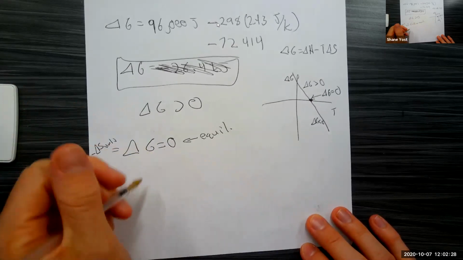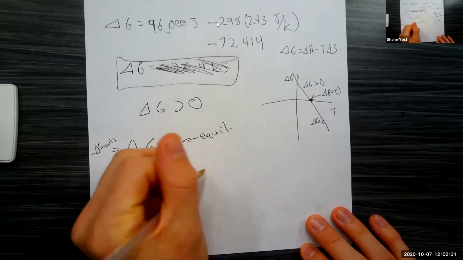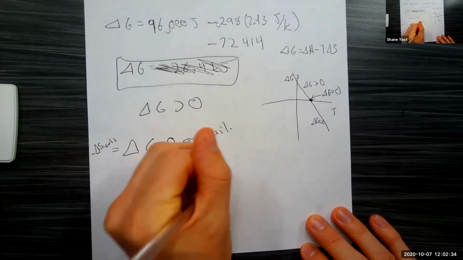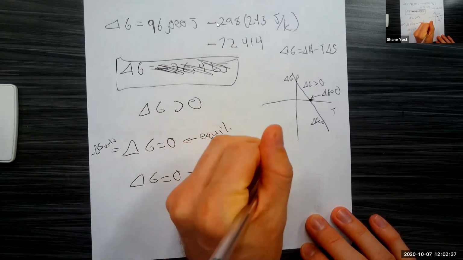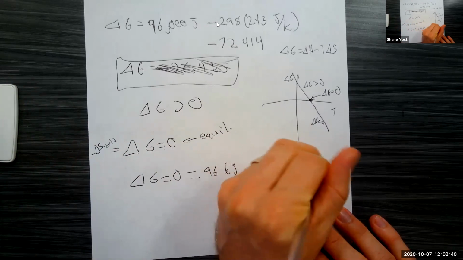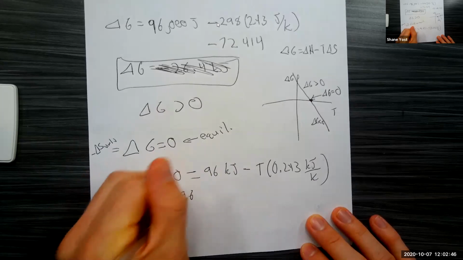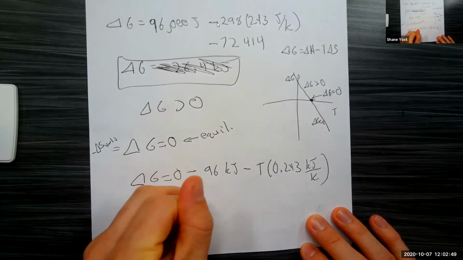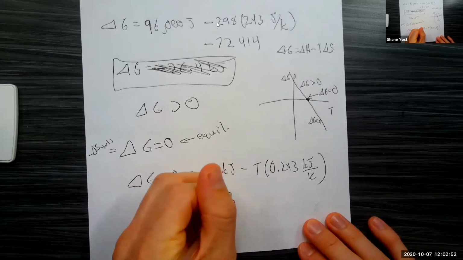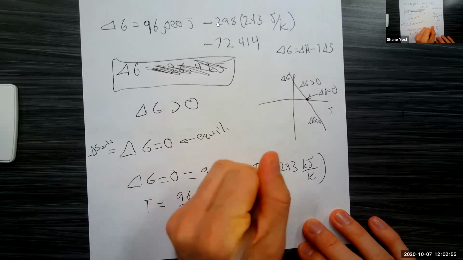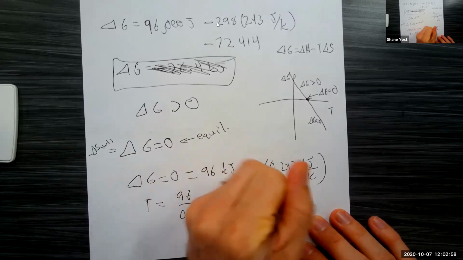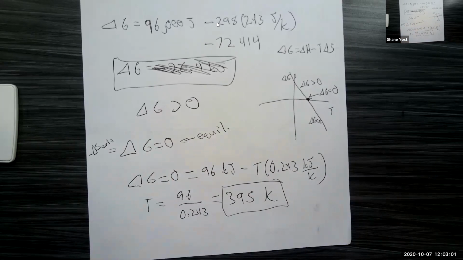So we want to solve for when delta G equals 0. I want to know when 96 kilojoules minus T times 0.243 kilojoules per Kelvin is equal to 0. To do that, T equals 96 divided by 0.243, which equals 395 Kelvin. So at any temperature greater than 395 Kelvin, technically not necessarily equal, this process is now spontaneous.